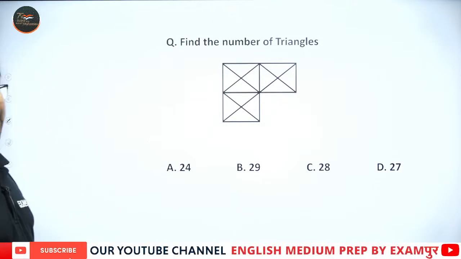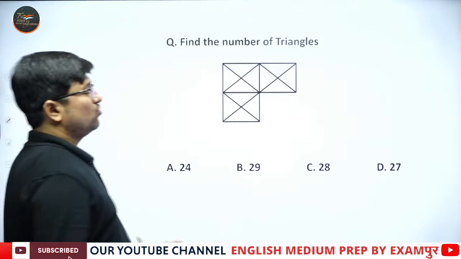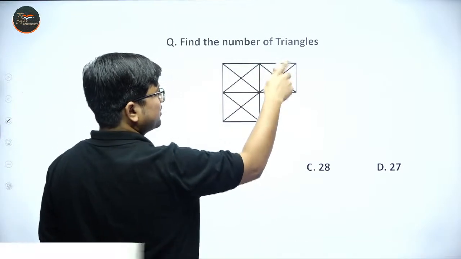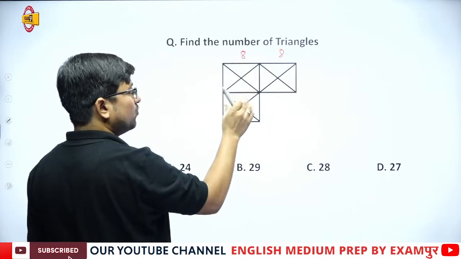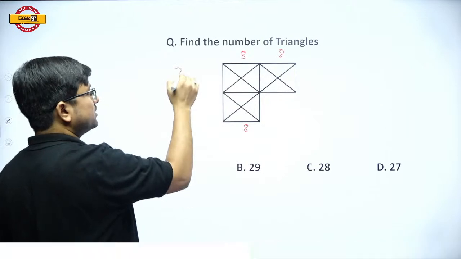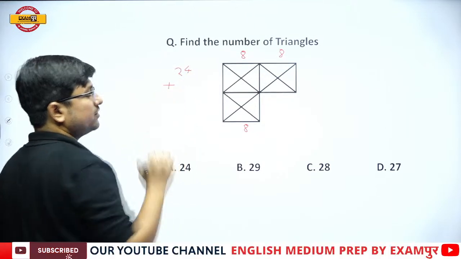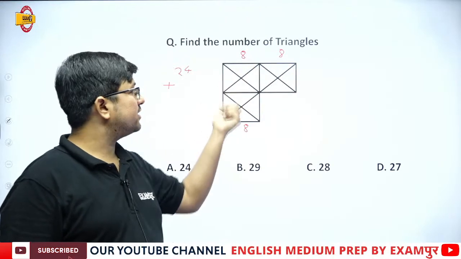Okay, now listen to me very carefully. Whenever such a structure is there, triangles will be 8. Wherever such a structure is there, triangles will be 8. So 8, 8 and 8, 24 is there. Whenever such structures, triangles 8, 8 and 8, 24.